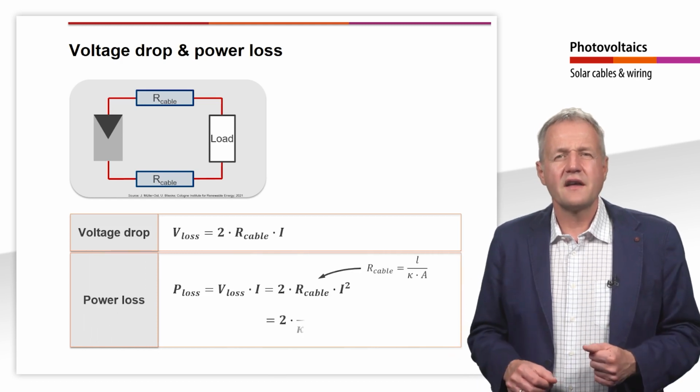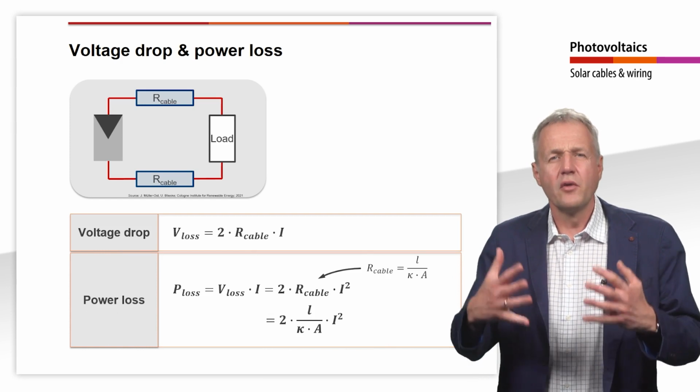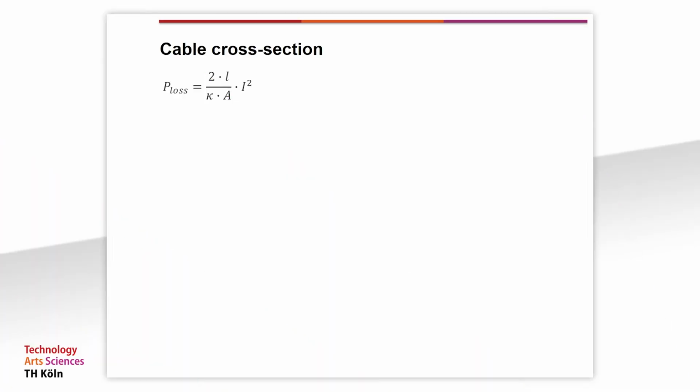The power losses are therefore directly proportional to the resistance of the cables multiplied with the current squared. In order to reduce the power losses in the cables, the resistance of the cables should be as low as possible. To achieve this, a material with the highest possible conductivity can be selected. For solar systems, copper and aluminium cables are mainly used.